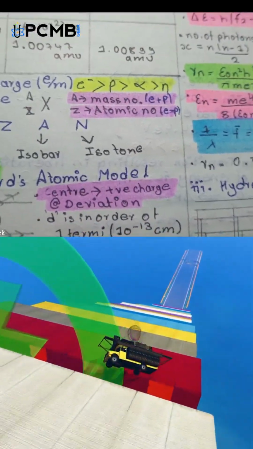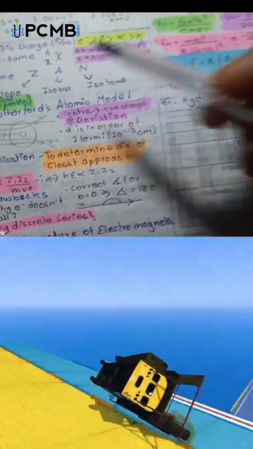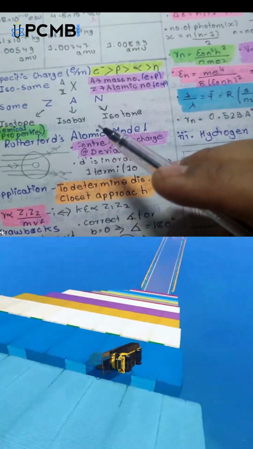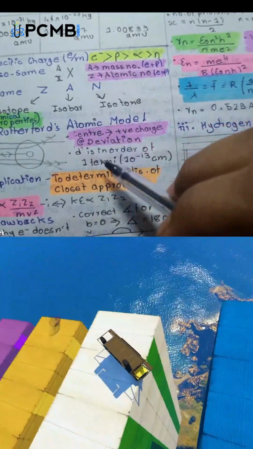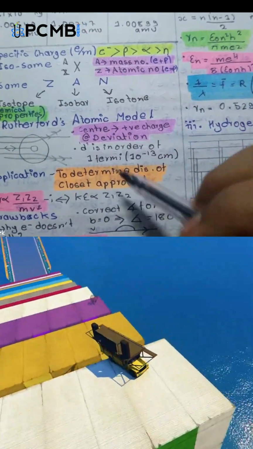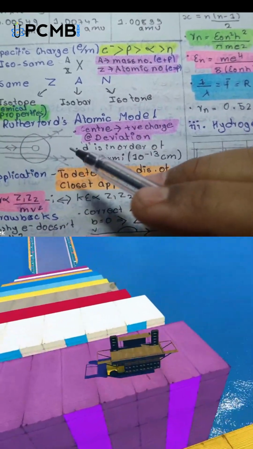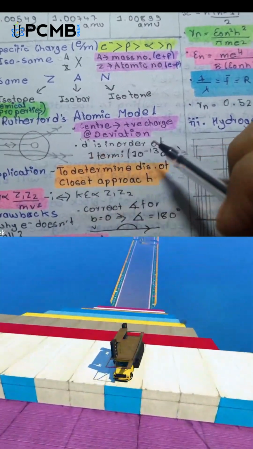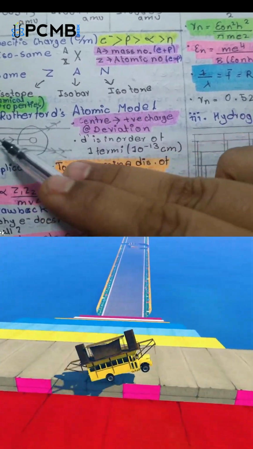The observations of the Rutherford alpha particle experiment were: most of the alpha particles, around 99%, passed through without any deviation. Some pass with little deviation. Very few particles were deflected by a large angle. Occasionally, an alpha particle got deflected by 180 degrees.